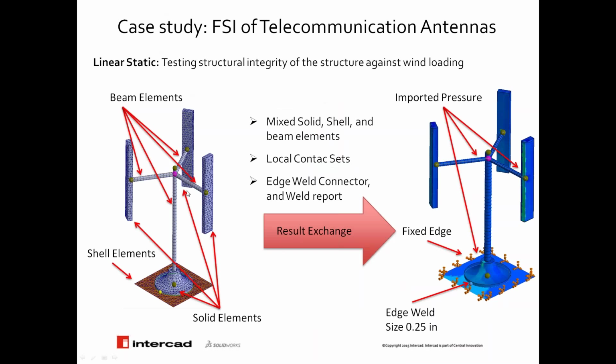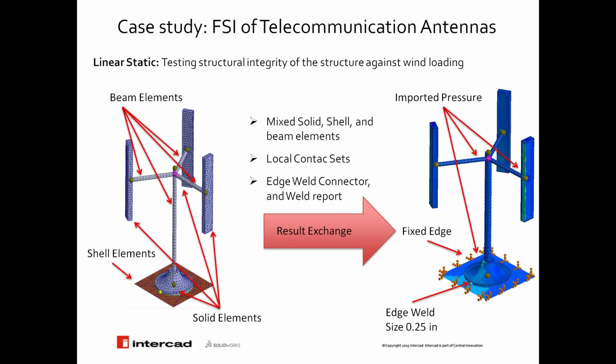Well, as you can see in the picture, we have different components: beams on these connector types, solid on the antenna model, and also a shell, which the whole thing is fixed on. We are introducing solid, shell, and beam elements, also bringing up the importance of having local contact sets and different connector types such as the edge weld connector, and how we can see the result. In this case study, imported pressures are coming from the fluid side. We have a fixture on the shell here, and we have the edge weld with a size of 0.25 inch, which is connecting this shell to that revolve component.